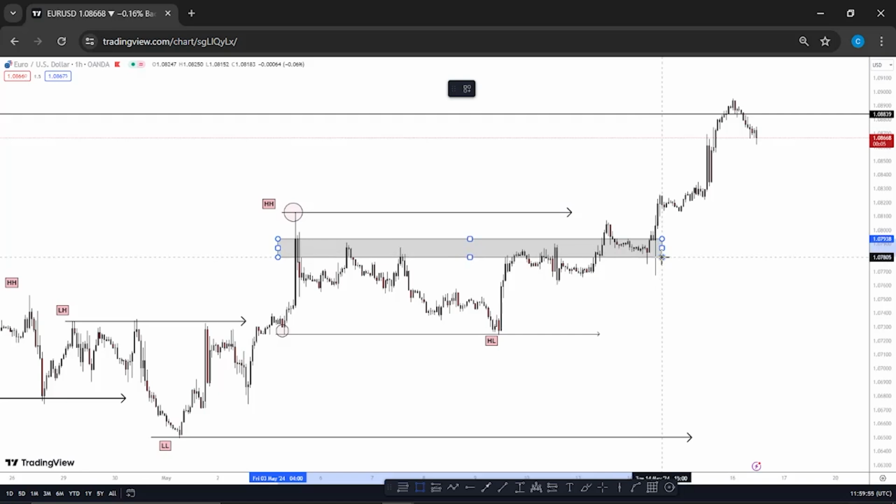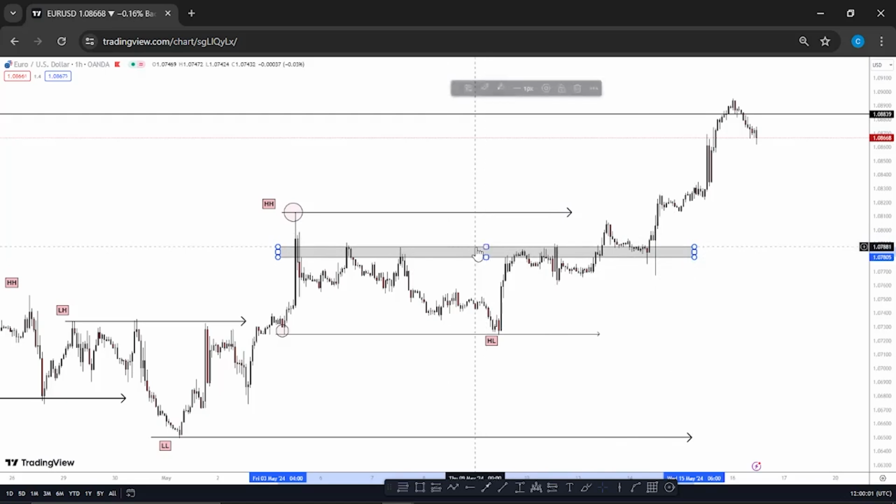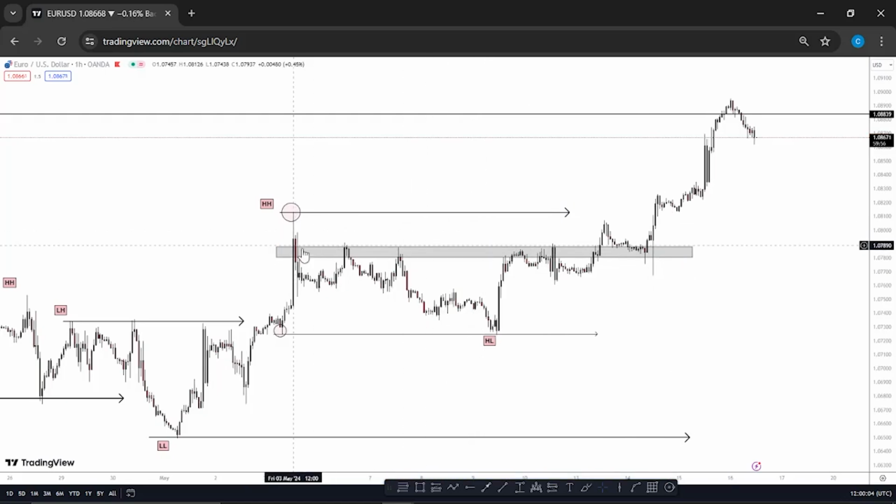Now, if I'm to take my rectangular tool and draw, what do we have here? So we have resistance, resistance, resistance, resistance. So now after we've identified our key level, which is our resistance level right here, what do we wait for?